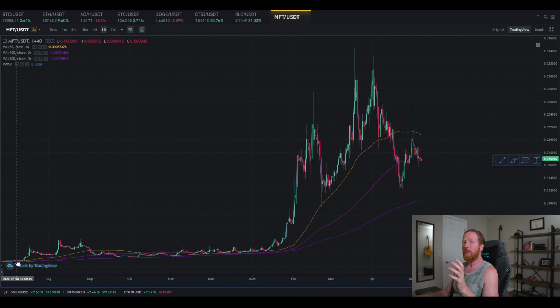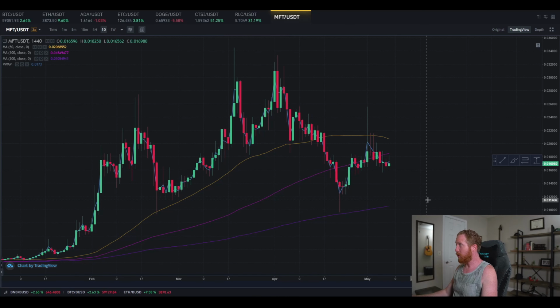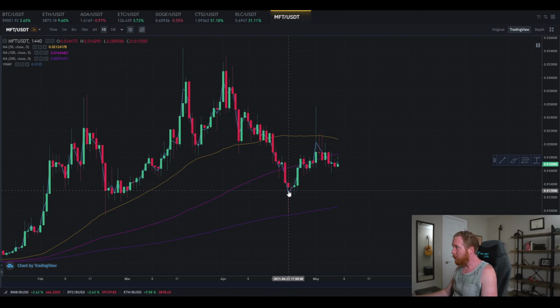So this is kind of what we're looking at here. MFT, looks like a little bit of consolidation recently. Obviously, it's been impacted by Bitcoin. So let's take a look here. First of all, willing to guess, yep, right around here, the 17th.